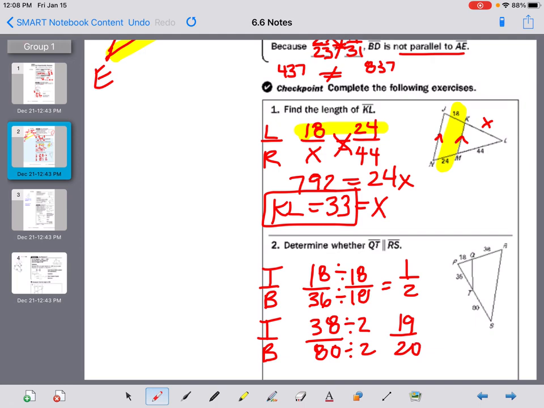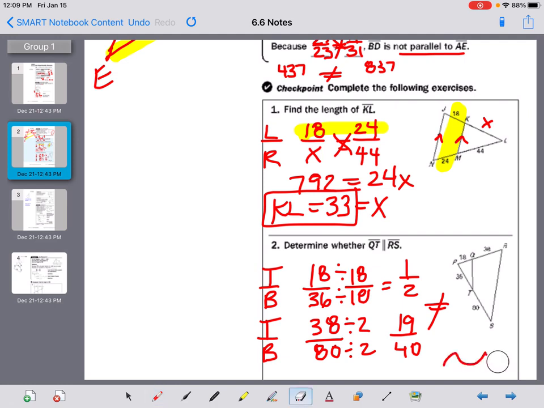It's super close. Oh my goodness. I really need you to be here to correct these for me. 19 over 40. Super close to being 1/2, but I would need it to be 20 over 40, and I can't make 38 go to 20. So these are not the same ratios. So these are not similar.